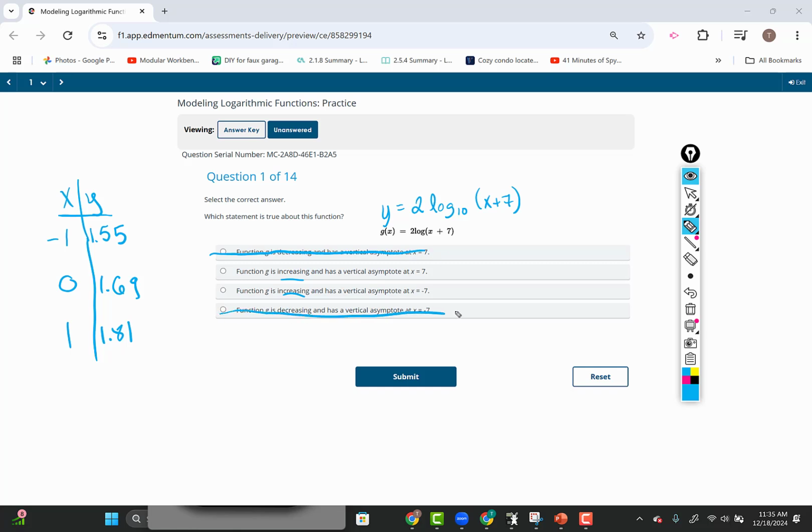And they want the vertical asymptote. Recall, vertical asymptote means the graph does not exist. So we're going to figure out where this graph doesn't exist. So does it not exist at +7 or -7? Well, there's an easy way to get this.